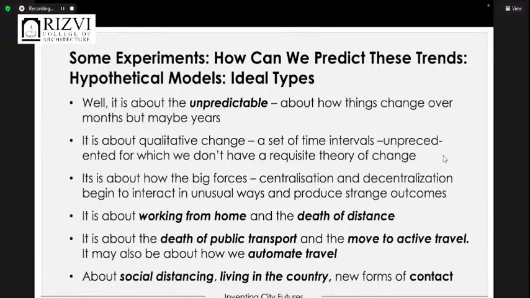Also, we have this phenomenon called the death of distance. Distance is increasingly less important in terms of the way we organise things. So these are two features, I think, that really relate to thinking about what future cities will be like.